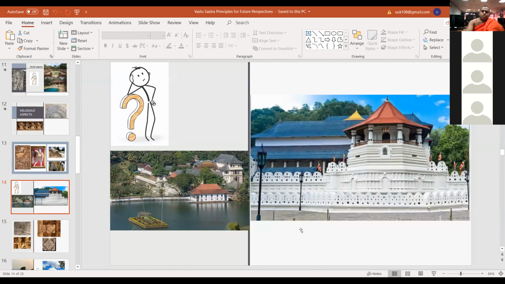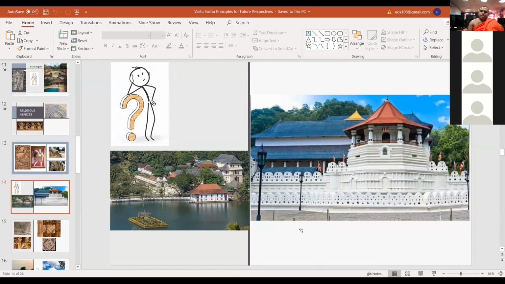And because of the limited time, moving on to the next slide, I would like to focus your attention on the Dalada Maligawa, or Temple of the Sacred Tooth, in Kandy. When you see this, I would like to focus your attention on three factors.